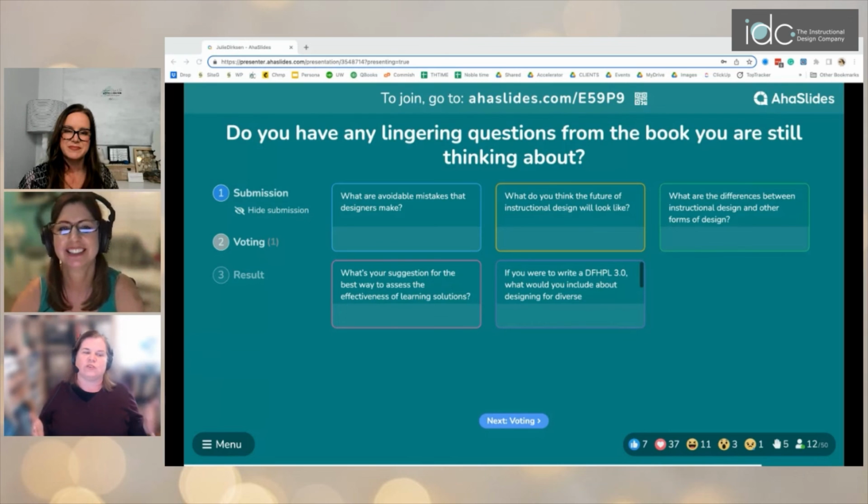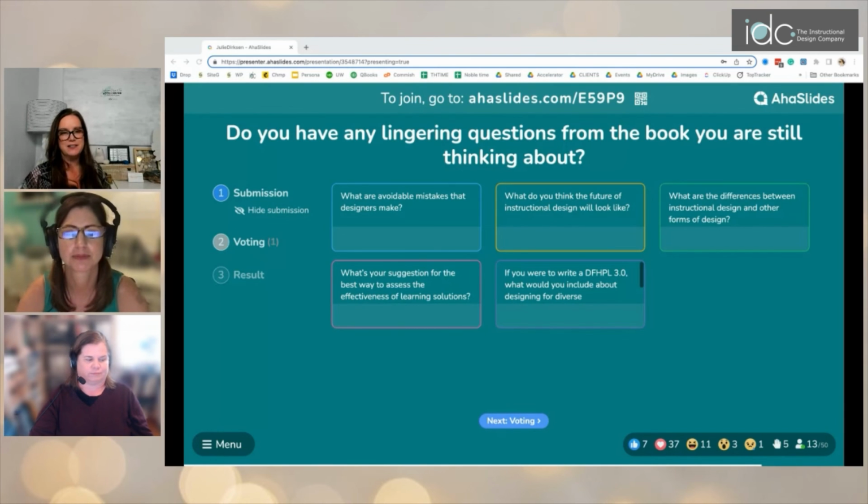But the degree to which we think any one person should be able to do all the things is kind of unrealistic at this point. It's coming back to that level of proficiency: you can know a little about a lot of things, or you can know a lot about a handful of things. Yeah, exactly. And I think an instructional designer does have an element of being a generalist.